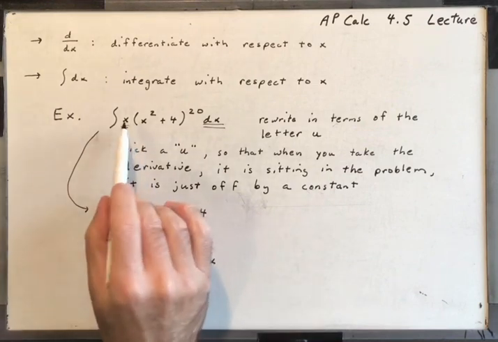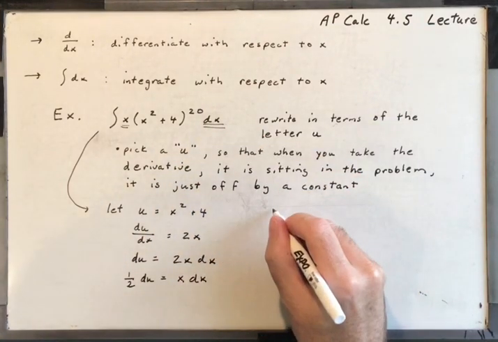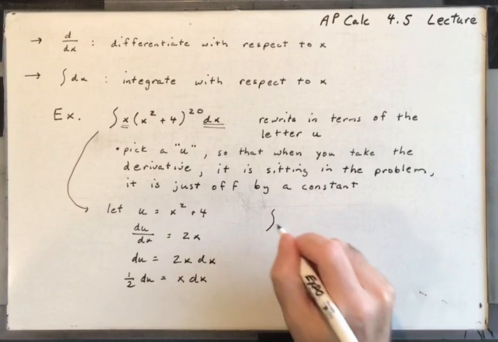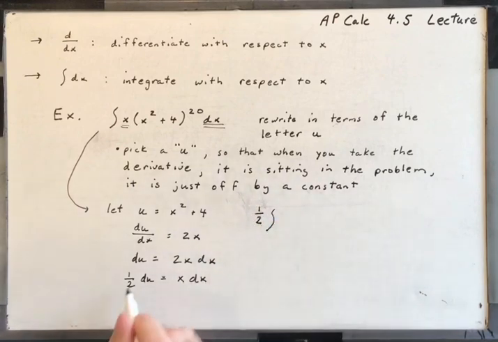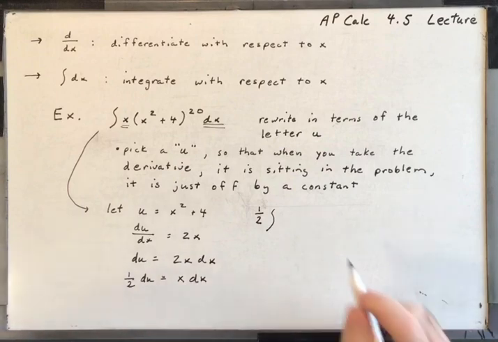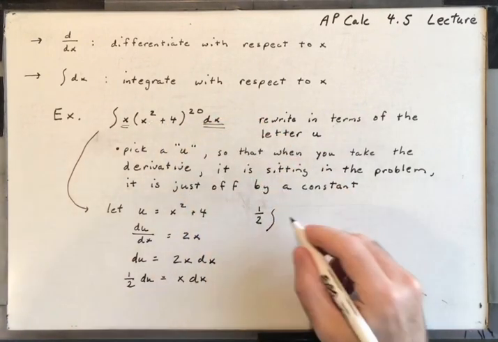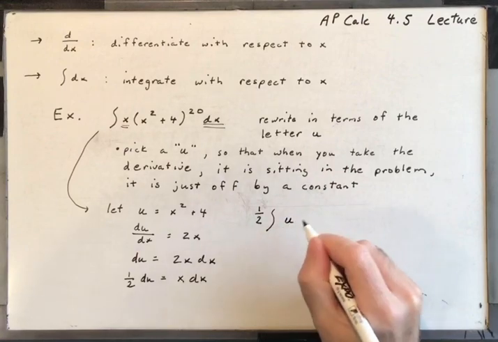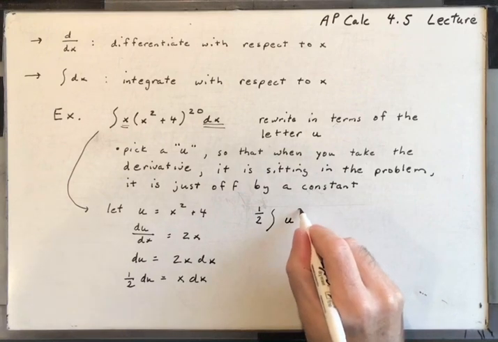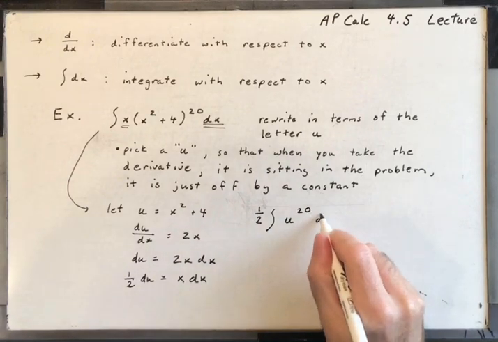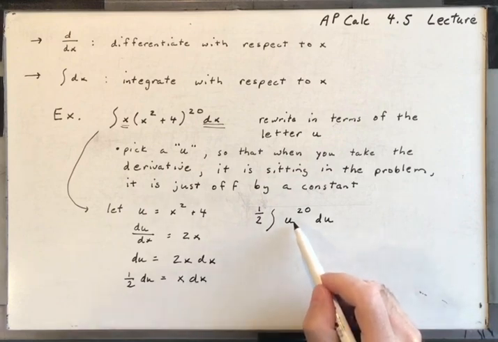Okay, x dx is sitting in the problem, x dx. So now we're going to rewrite this entire integral in terms of u. Now I need to put a 1/2 out front because we have this 1/2. See how u is x squared plus 4? So let's write that in. U, but that's to the 20th power. So it's u to the 20th du.